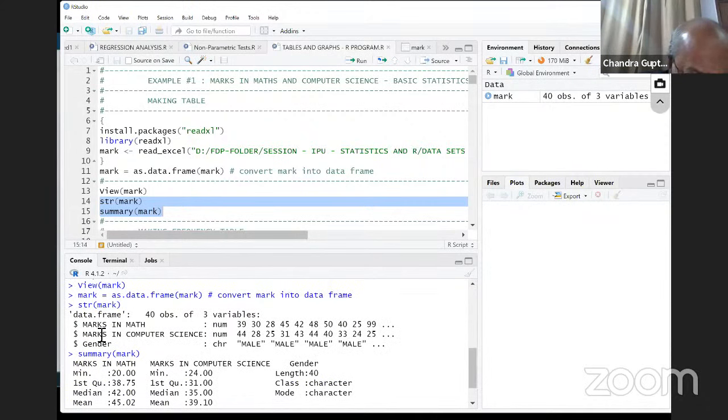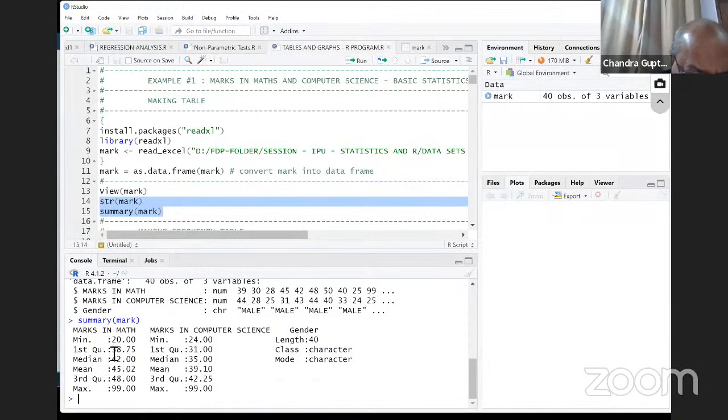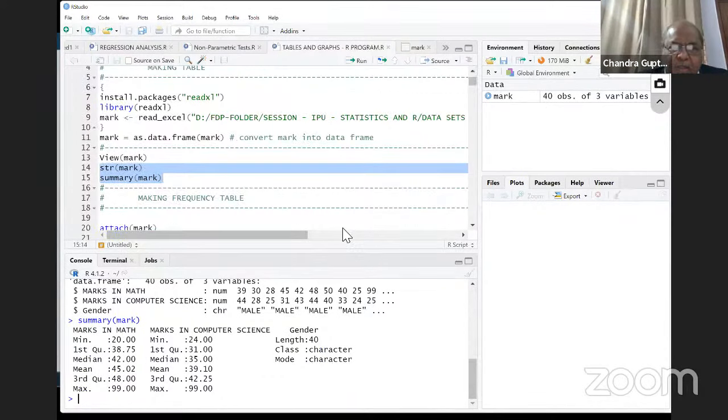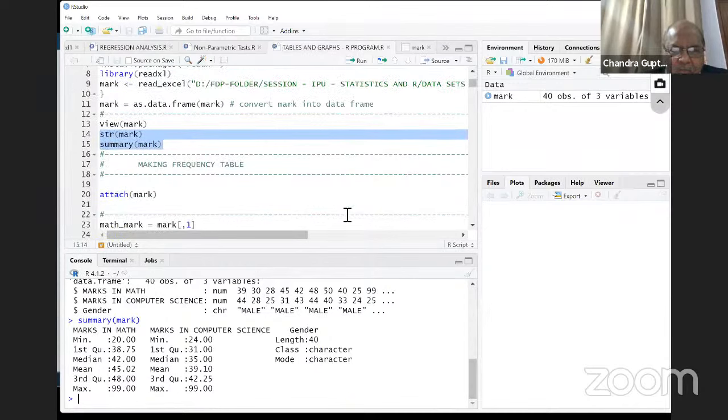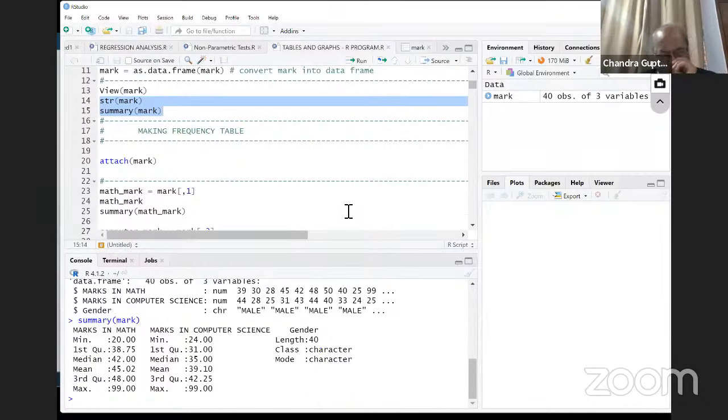Marks is a data frame having 3 variables: marks in maths, which is numeric, marks in computer science, numeric, and the gender is a character string. Minimum marks in maths is this much, computer science this much, and that's your gender. I'm going slow, and if you have any question at any point of time, please let me know.